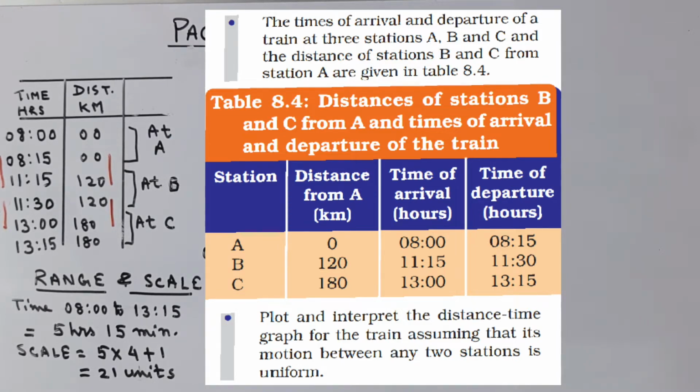There again it halts for 15 minutes till 11:30, and at 11:30 hours it departs for station C, which is at a distance of 180 kilometers from station B. It reaches station C at 13 hours and there again it halts for 15 minutes till 13:15 hours. We have to plot a distance time graph for the train and then interpret the graph.